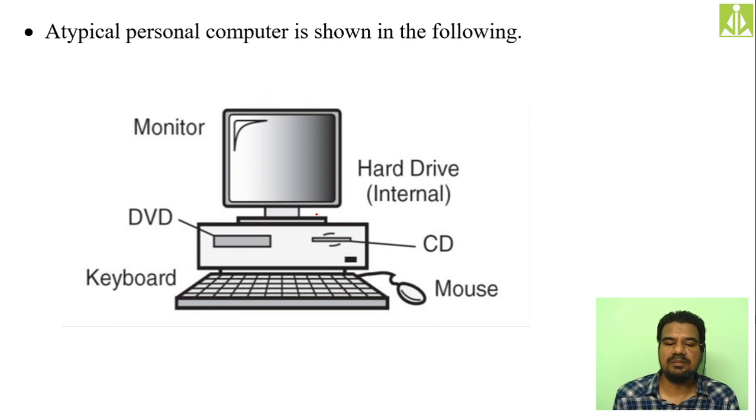So this is a typical personal computer. Here we have the monitor, the DVD-ROM, CPU, CD-ROM, hard drive, keyboard, mouse, everything inside this computer. So without any kind of resource sharing from other computers, you can run this computer and get the work done by this computer. So this is your personal computer.